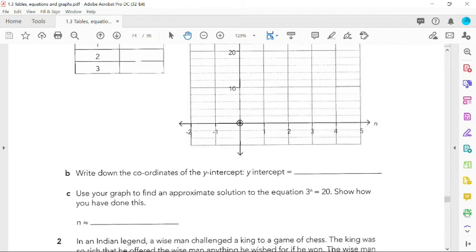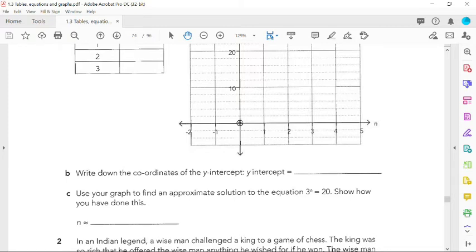For that one, what are the coordinates for the y-intercept? 1. Yeah, it's 0, 1. It's the y-intercept is at 0, 1. So coordinates mean the whole point, right? If they just say y-intercept, then they mean just the number. But if they say coordinates, they want the x and the y. Okay? So 0, 1. Use your graph to find the approximate solution to 3^n equals 20.